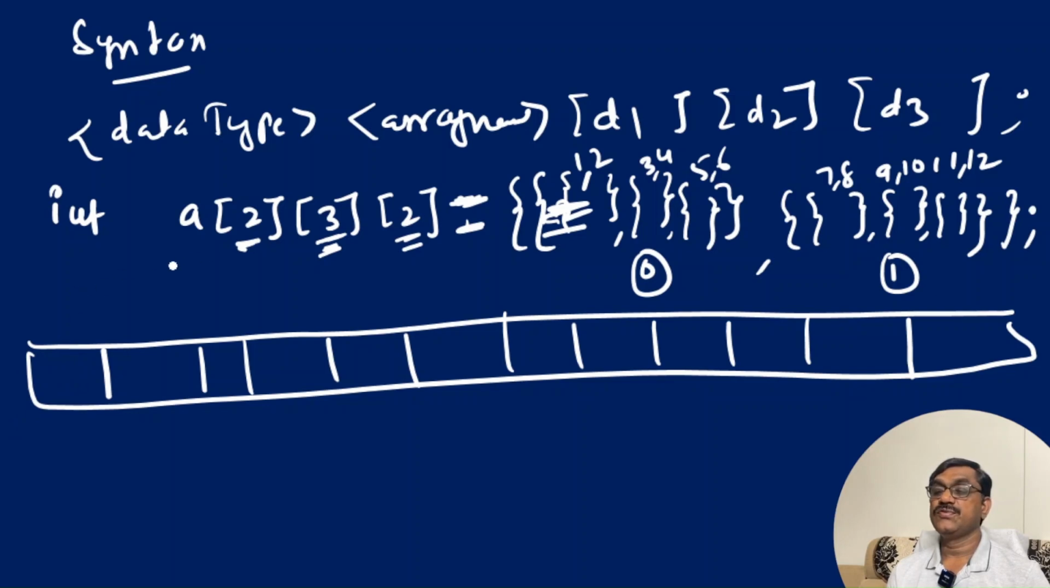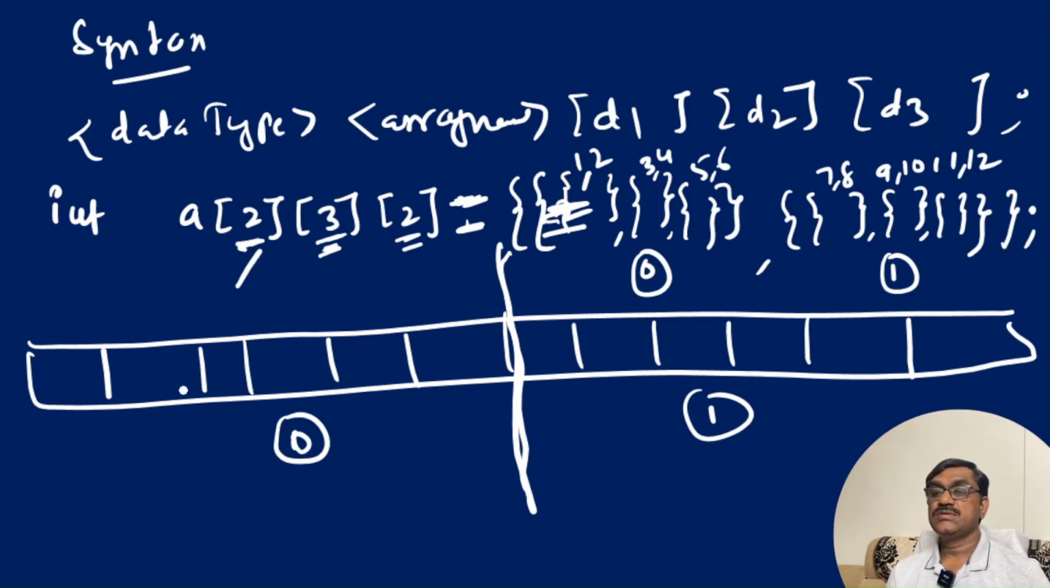How to denote the names? First, I have divided into how many? 2. So, total how many elements? 12 elements, right? You divide into 2, 3, 2, right? First 2 means you divide into 2 parts, 1, 2, 3, 4, 5, 6. So, I am dividing into 2 blocks. This is the first block, 0th block, and this is the first block. This is about the first dimension.